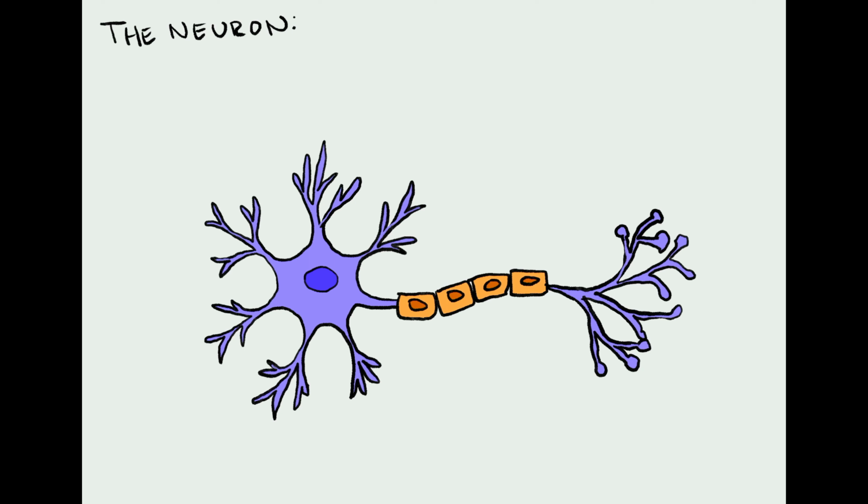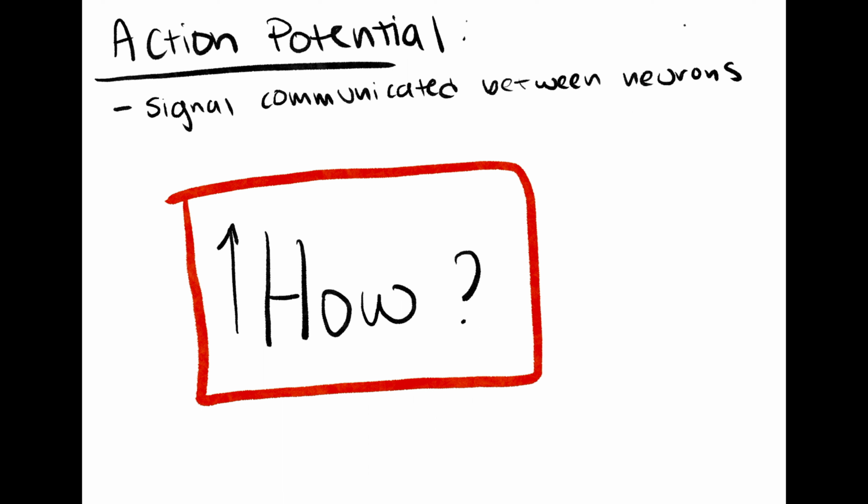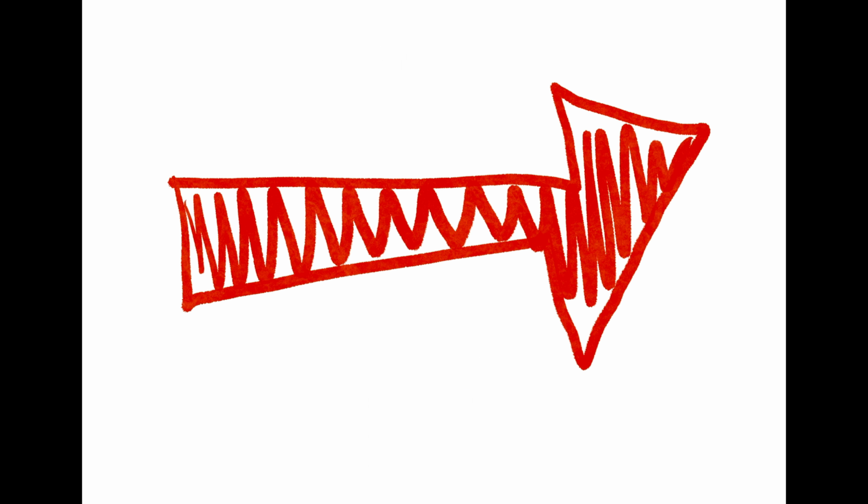I've thrown around the term action potential quite a bit in this video. Right now, we know it's the signal communicated between these neurons, but I haven't gone into just how that happens. First, we need to set the stage.